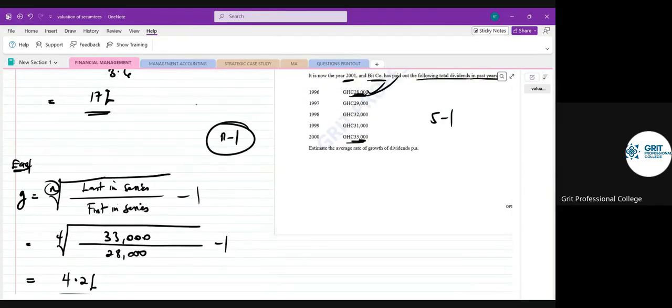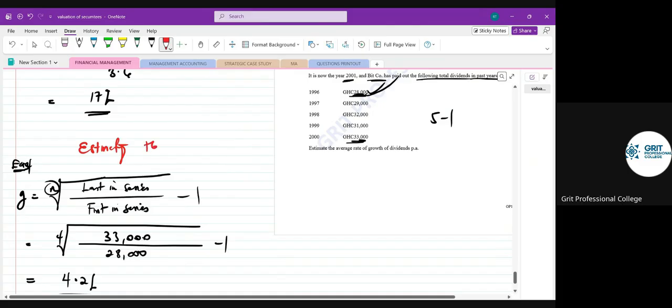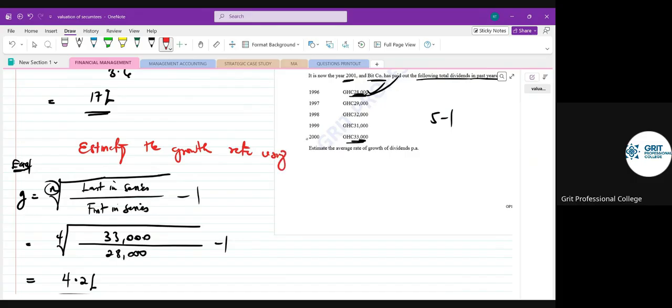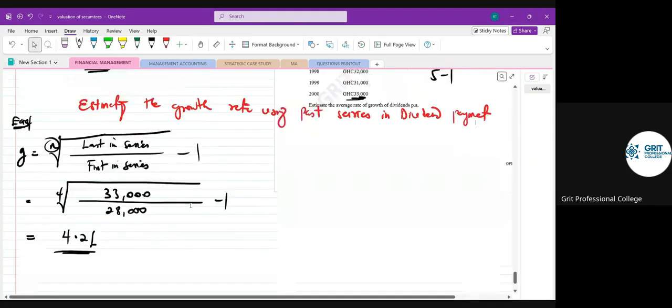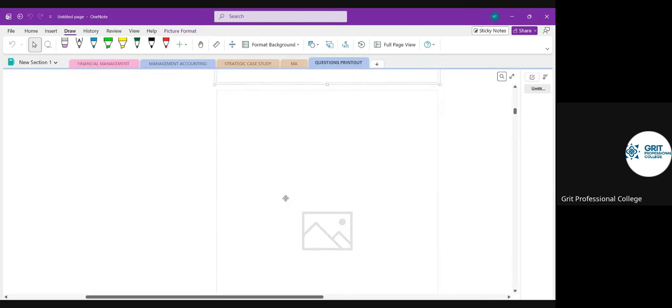This is estimating the growth rate using past series in dividend payments. Okay. All right. Let's look at the next one.